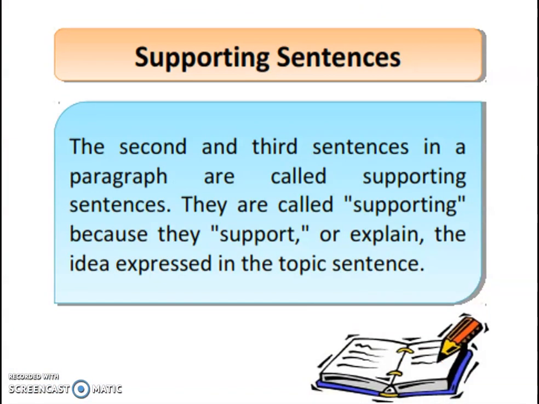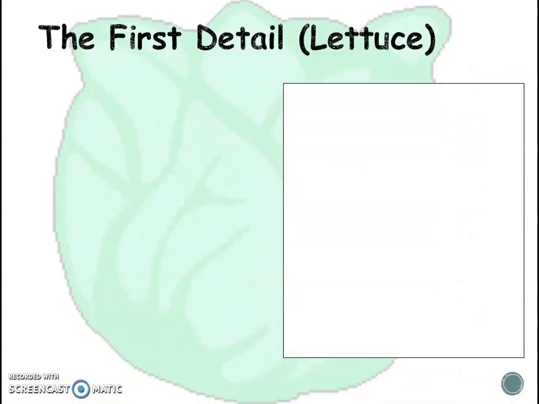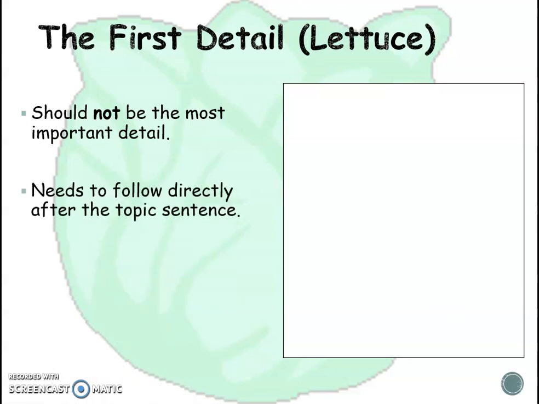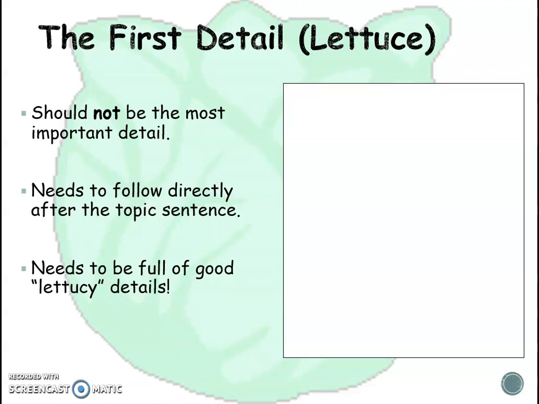After the topic sentence, the main body comes, and the main body is represented by supporting sentences. So the second and third sentences in a paragraph are called supporting sentences. They are called supporting because they support or explain the idea expressed in the topic sentence. And in the hamburger, the first detail or the first supporting idea is represented by lettuce. The first detail should not be the most important detail. It needs to follow directly after the topic sentence. It needs to be full of good lettuce details.